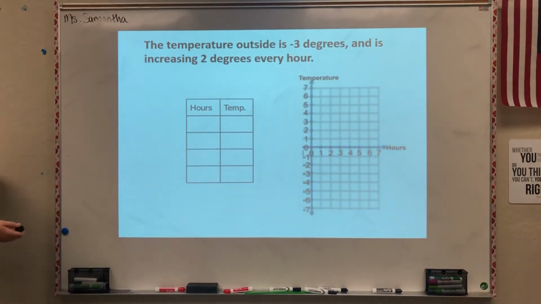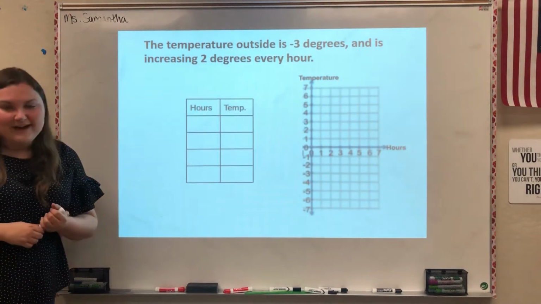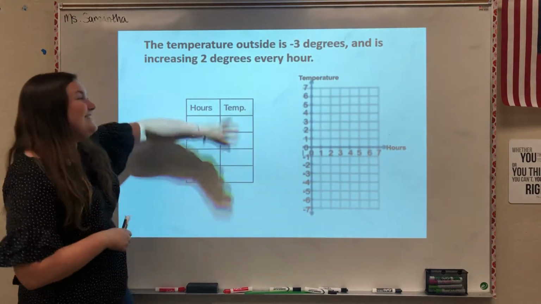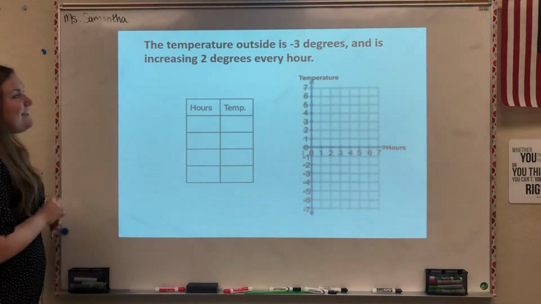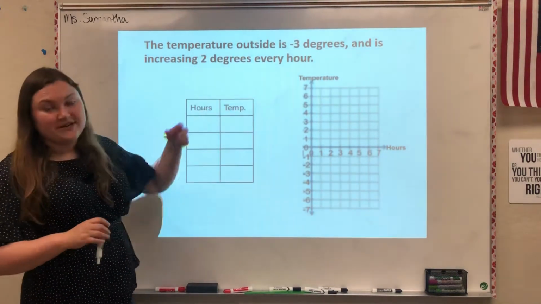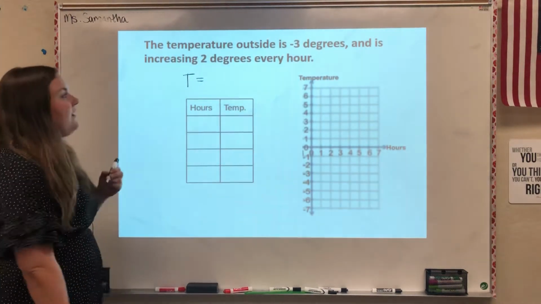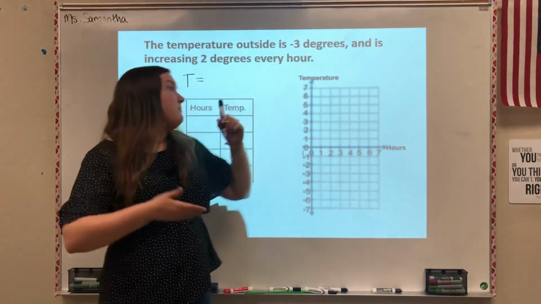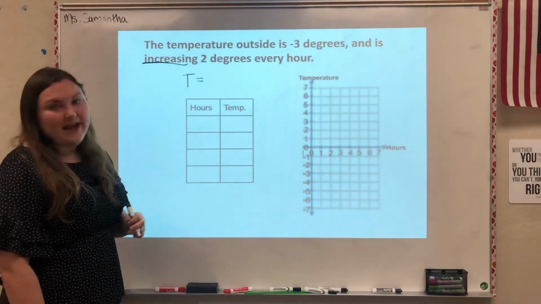For this first one, it tells us the temperature outside is -3 degrees and is increasing 2 degrees every hour. At this point in the class, one of the things you already know how to do is take that information and represent it with an equation. So let's do that now. They're telling us what the temperature is. So my equation could start off, well, the temperature is what? Well, the temperature outside is -3 degrees. That's our starting point. And then it's increasing 2 degrees every hour.